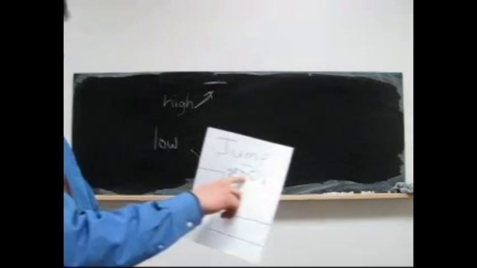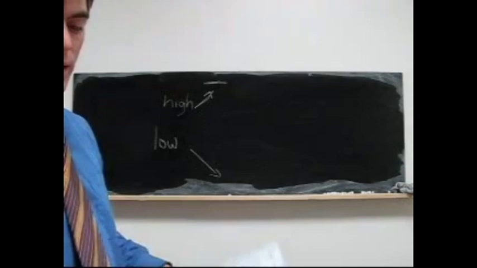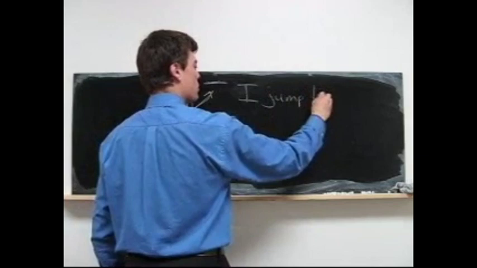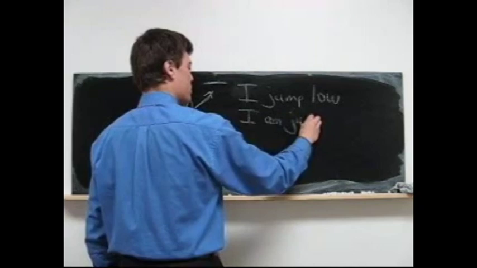So, is he jumping low or high? Well, I don't know, he's jumping down, so that's a bad example. But let's say this is jumping low. Just low jump. I jump low. Or I am jumping low. What if I jump high?